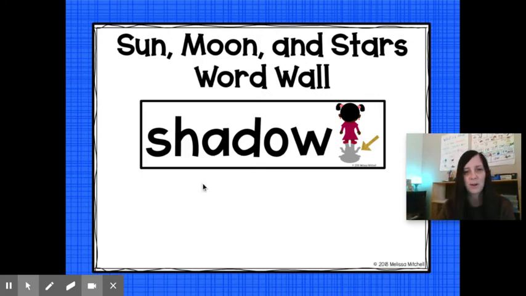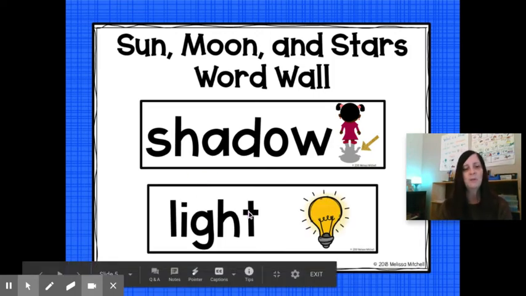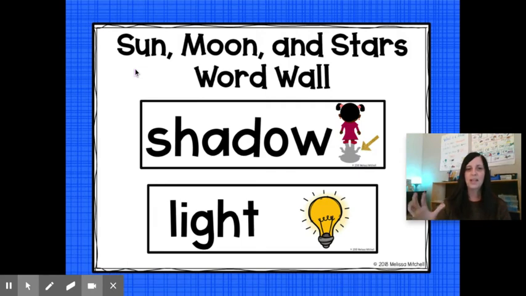It's a fun experiment. The other word we have is light. Remember, the moon gets all of its light from the sun. The moon itself doesn't really have any light at all.